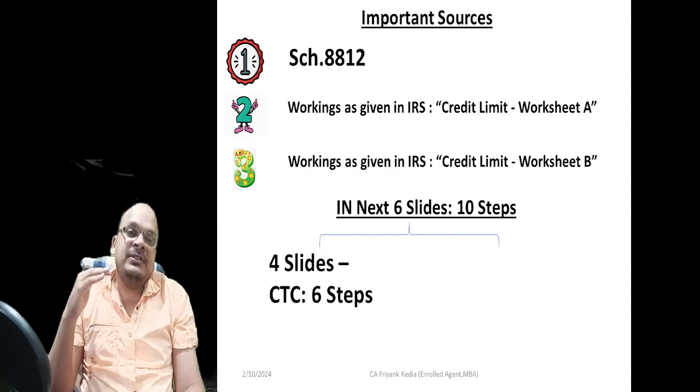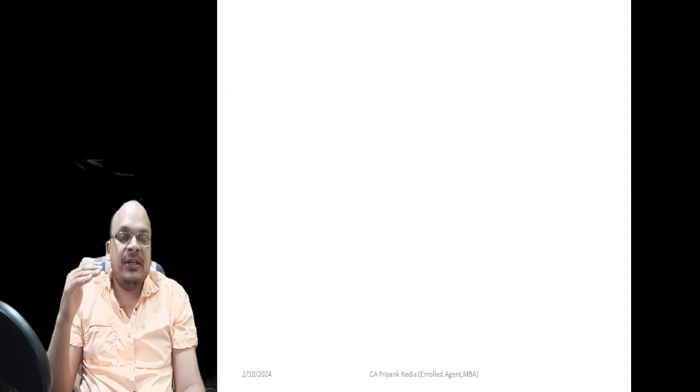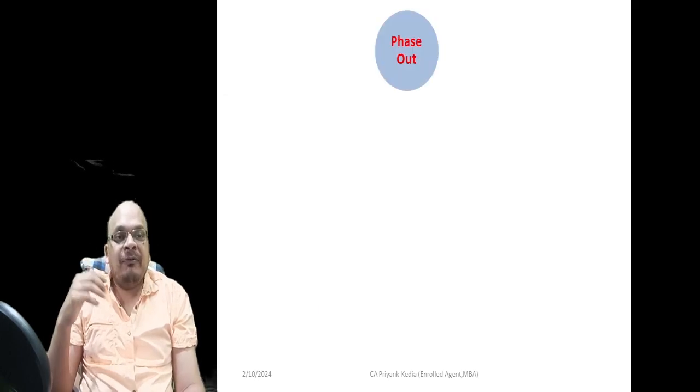Now, in the next 6 slides, we are going to discuss 10 steps, right? In the first 4 slides, the 6 steps will cover the calculation of child tax credit. And in the next 2 slides, the 4 steps will cover the calculation of ACTC, additional child tax credit. Before we go ahead, let's talk about the concept of the phase out, right?